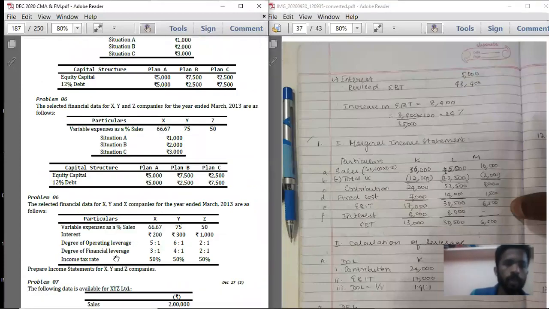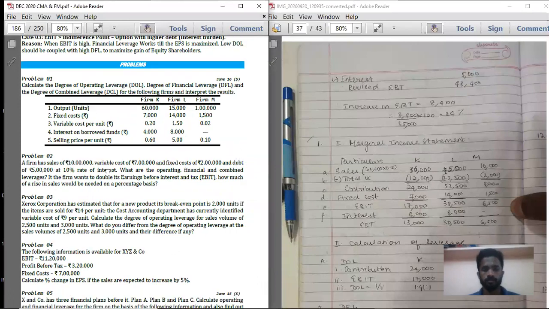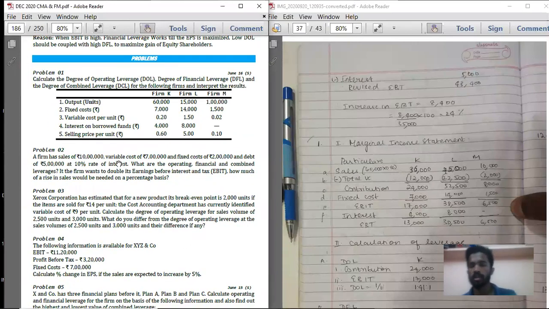So with this we have completed problem number 7. Now moving on to problem number 1, the examination problem.